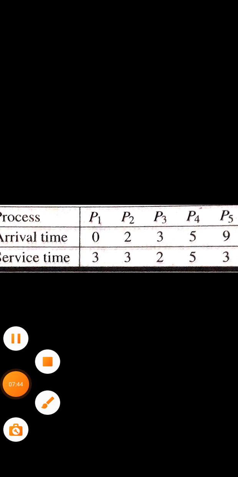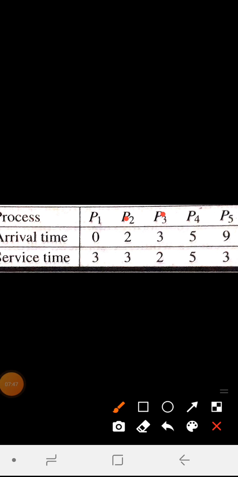The same example, the same processes P1 to P5, the arrival time and the service time have been given. When we take these processes, the first process will be P1 only, absolutely. Therefore, it will be scheduled and executed. The next processes in the system will be P2 and P3. Now we have to decide which process should be scheduled. We said shortest request, nothing but the request having the shortest service time. We can see that P3 has the shortest service time compared to P2. Therefore, P3 will be scheduled.